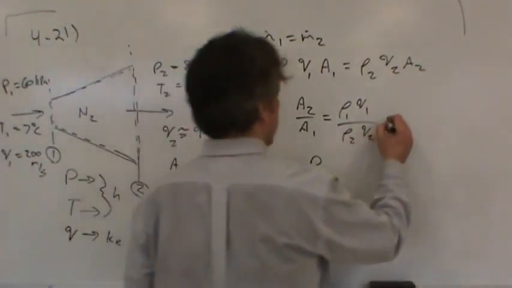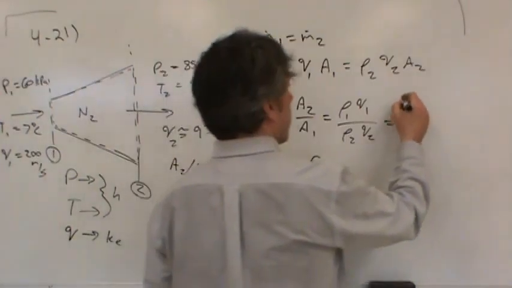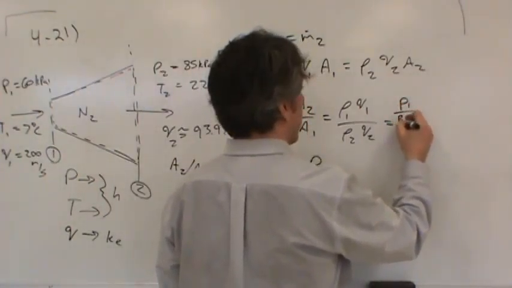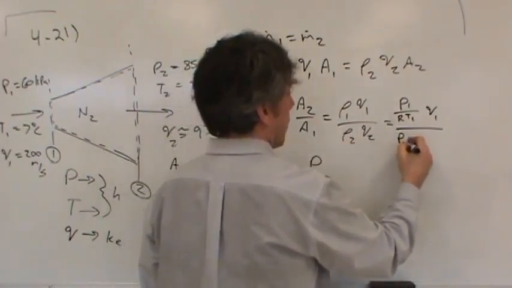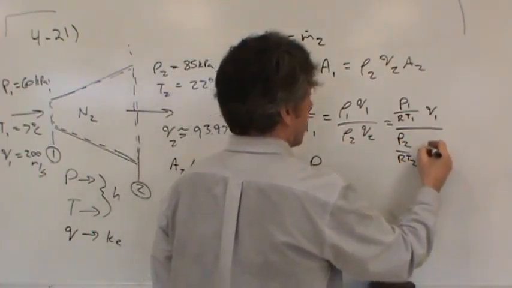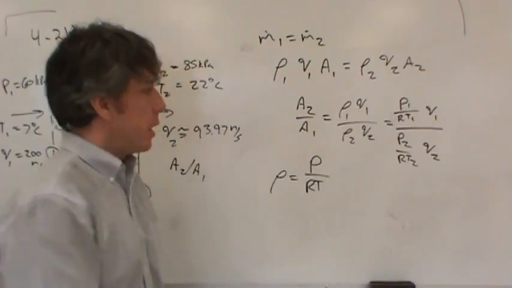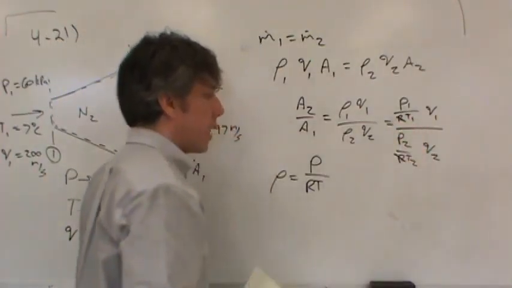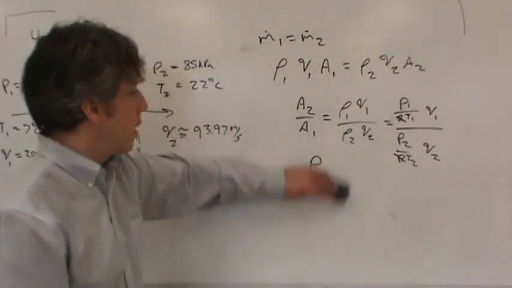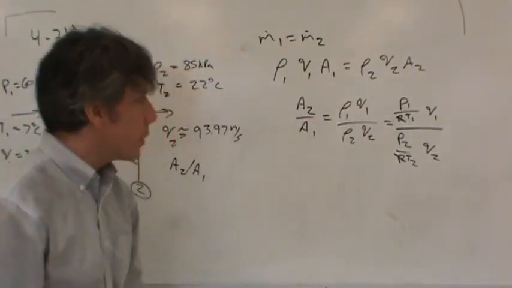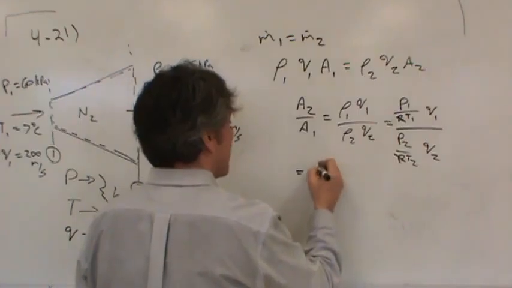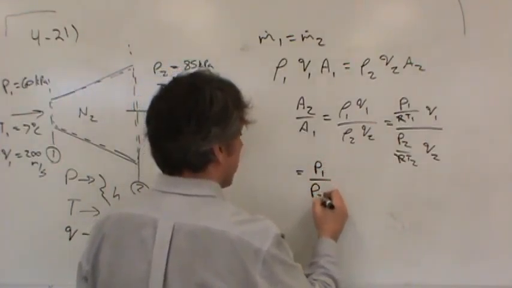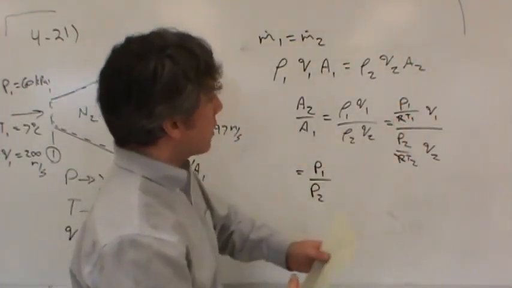So we could plug in for rho 1, P1 over R over T1. And for rho 2, P2 over R over T2. Right? Now notice that the gas constants R will cancel. We don't even have to look it up. Whoops, there's my eraser. Better not make any more mistakes. So P1 over P2, let's put all the common stuff together.